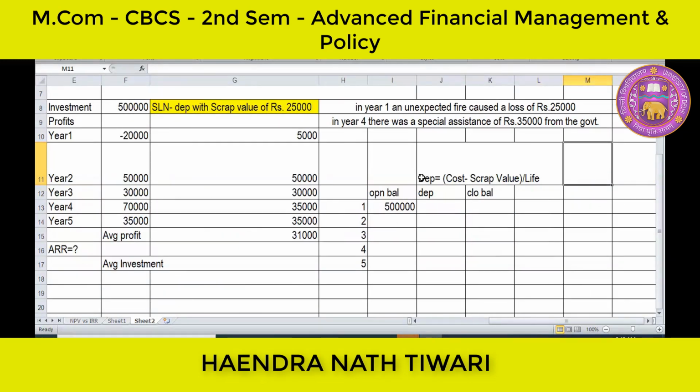So what will be the amount of depreciation? It will be equal to 5 lakhs minus 25,000, divided by 5, that's the life. So every year 95,000 is to be used as depreciation. What should be the closing balance? The opening balance minus the amount of depreciation, that is the closing balance.